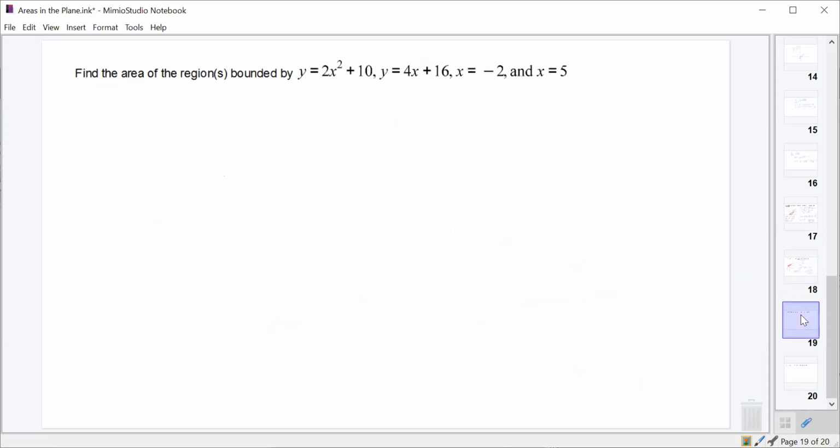So now we're just going to do a couple more quick little easy area problems just to set up and make sure we understand conceptually what we're doing. We're not necessarily going to evaluate this one. Just want to make sure we know what we're trying to do for each of these. So if I wanted to find the area of the region or regions bounded by this parabola, this line, and these two vertical lines, the first thing we'd want to do would be to graph them, right?